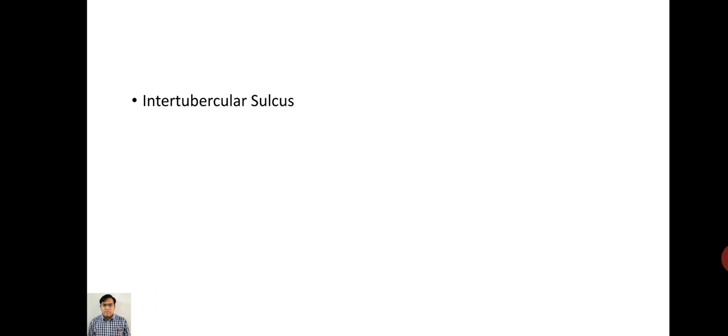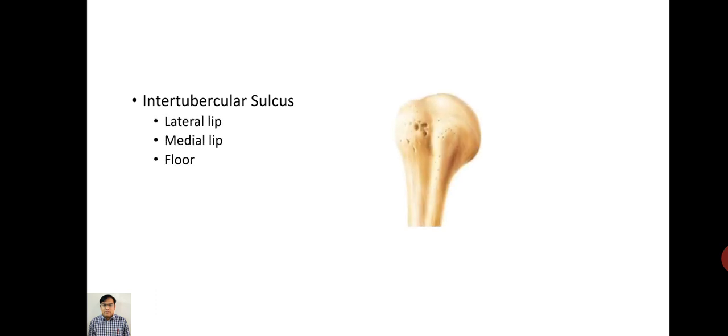Now intertubercular sulcus. This is anterior view. It is having lateral lip, medial lip and floor. So this is medial lip, this is lateral lip, and in between these two, this is floor.